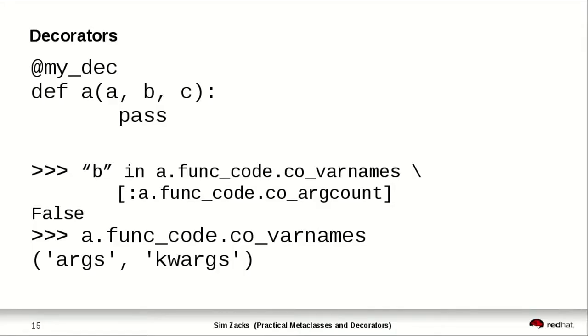And this actually came up in a real situation where code stopped working a week after we threw in some code, and we couldn't figure out what was going on because it was giving a really weird error. And if we look at the co_varnames, it tells us args and kwargs, which are the parameters of the inner function and not the parameters of A.